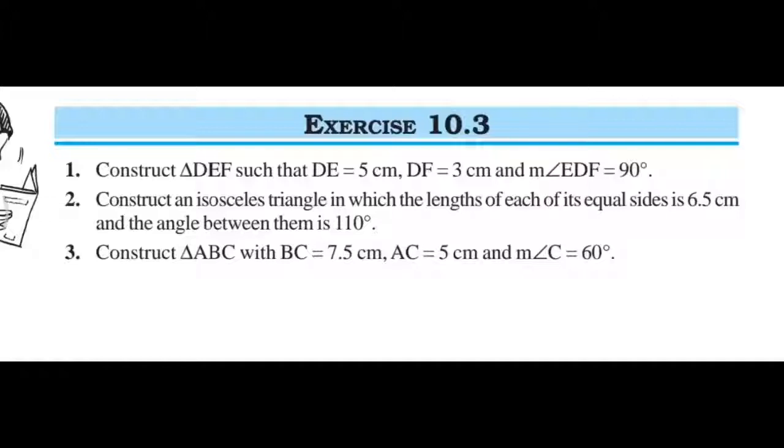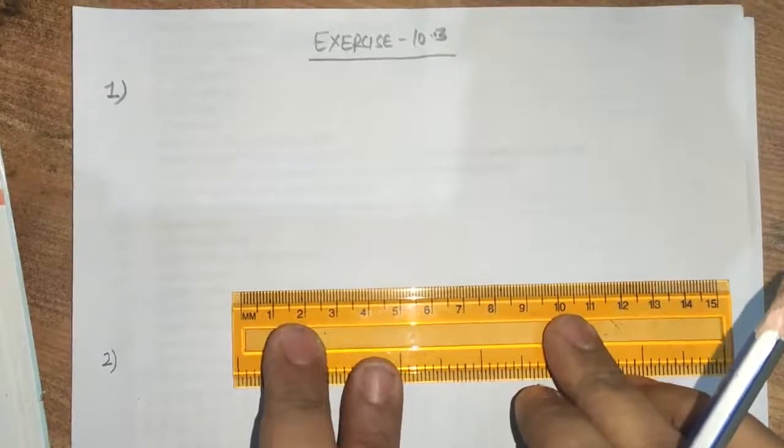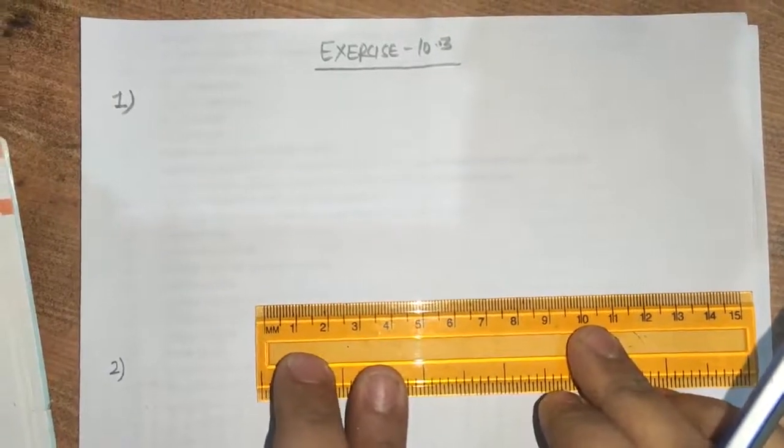We are doing exercise 10.3. This is question number 1. Construct triangle DEF such that DE equals 5 centimeter, DF equals 3 centimeter and angle EDF is 90 degree. Now let's draw it. First of all, we will make DE 5 centimeter.